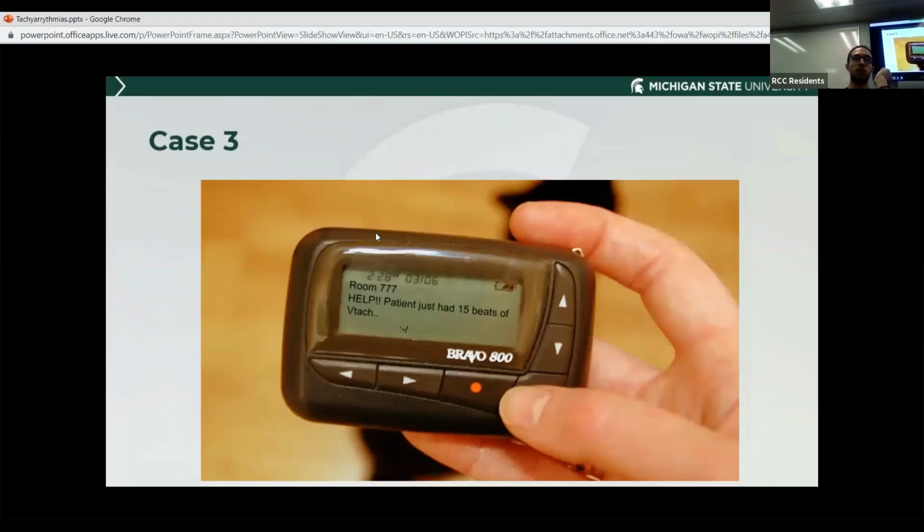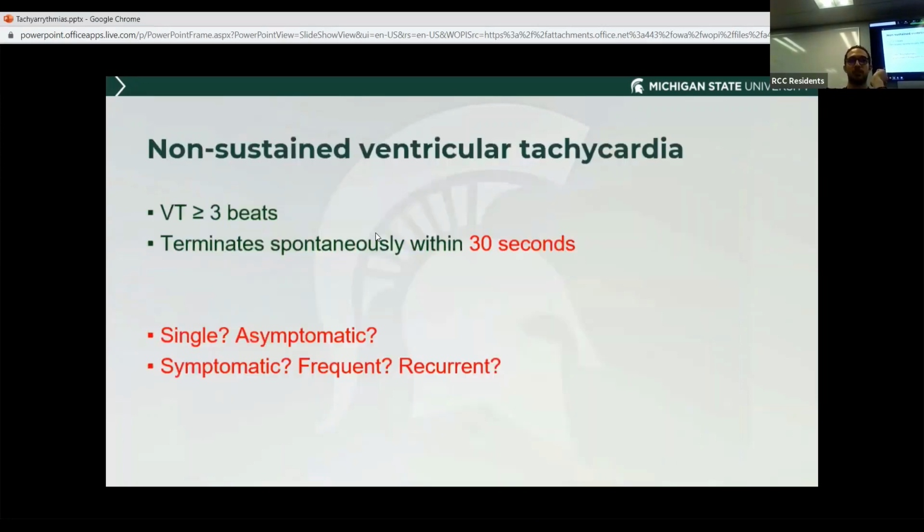And then the most common page you will get as a junior. The patient had 15 beats of VTAC. What will I do? Okay. So why I brought this is that non-sustained VTAC. This is non-sustained VTAC. So it's very common. It often happens to patients while they are sleeping, completely asymptomatic. It might be happening while he's at home.